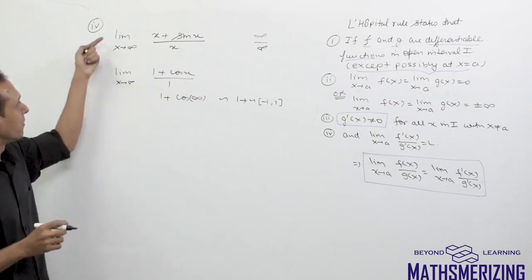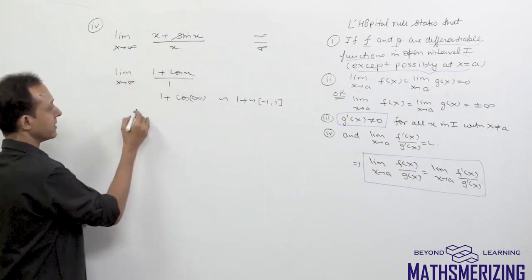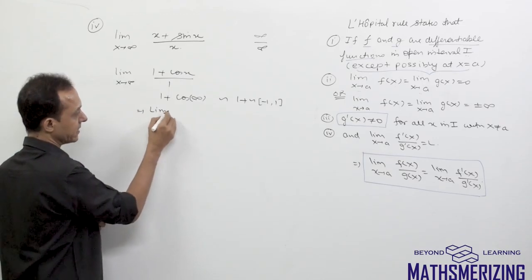So I'm not getting an exact value, I'm getting an oscillating limit. So in this case, we'll say the limit does not exist.